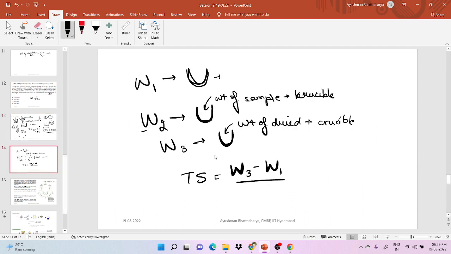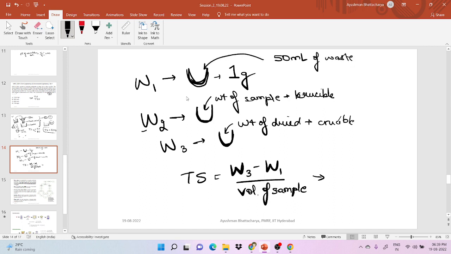So here W3 minus W1 will be the volume of sample. Now let's take an example. Suppose the weight of the crucible is 1 gram. Suppose after you added 50 ml of sample, 50 ml of wastewater, you get W2. Now if you have dried that in a hot air oven, you got some 1.5 gram.